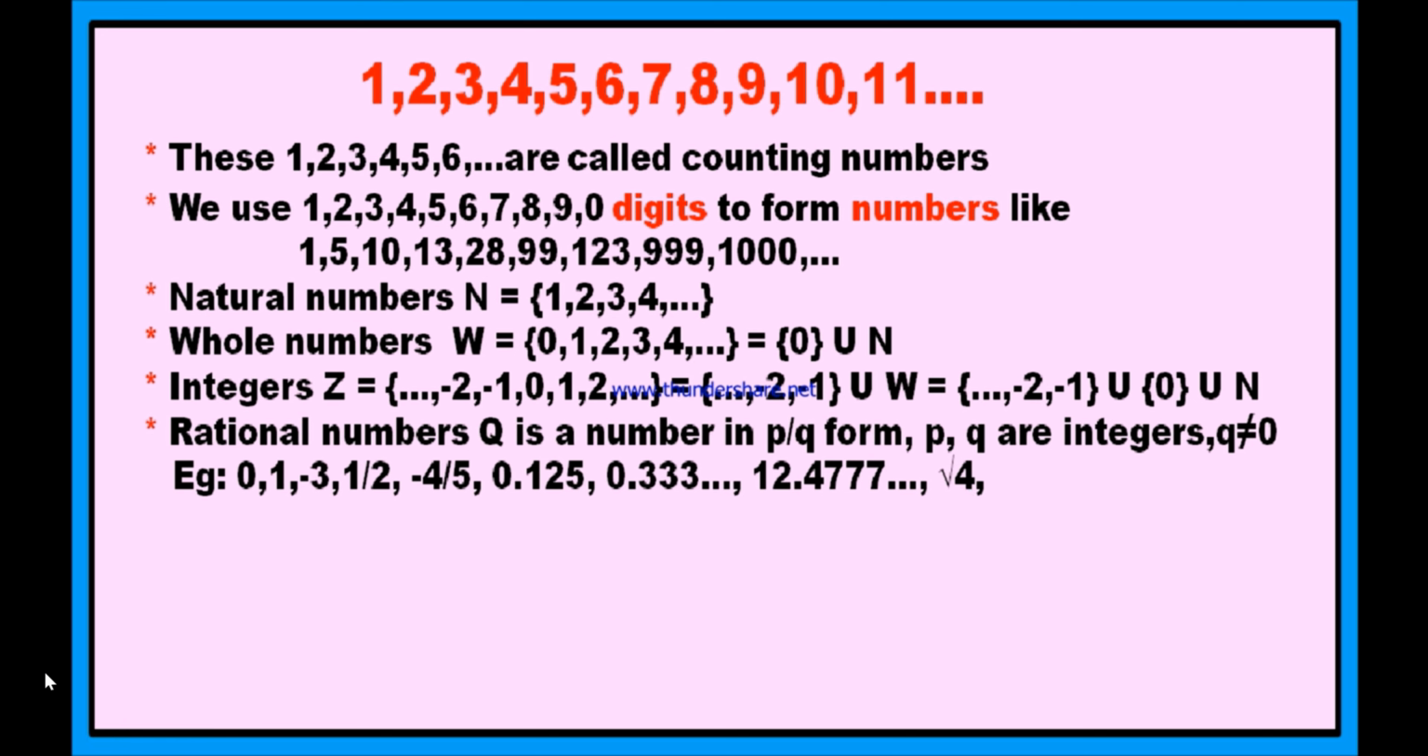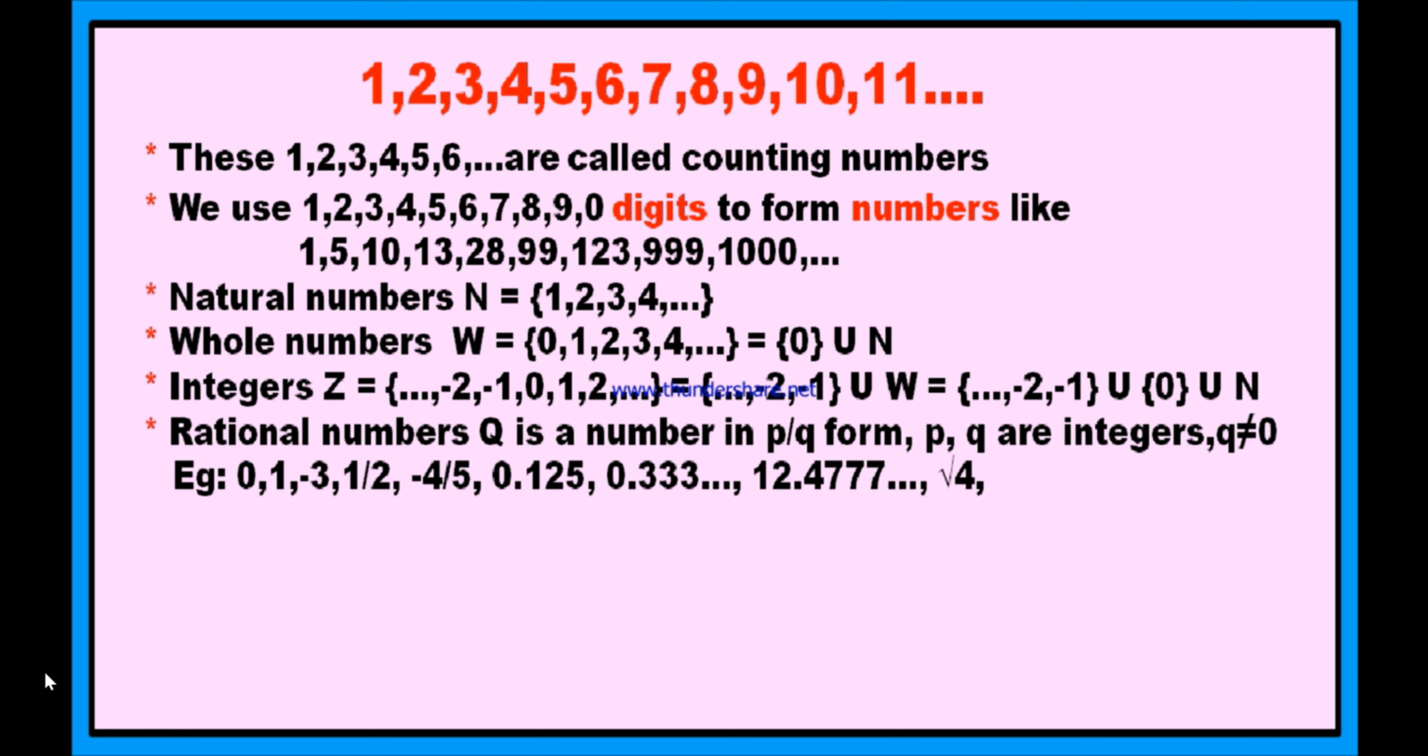Therefore, root 1, root 4, root 9, root 16, root 25, and all these are rational numbers. If it has a perfect square root, then they are called rational numbers. Okay, therefore what is a rational number? A number which is in the form of p by q, where p and q are integers and q is not equal to 0, that is, the denominator is not 0. Both numerator and denominator should be integers. Such type of numbers are called rational numbers.